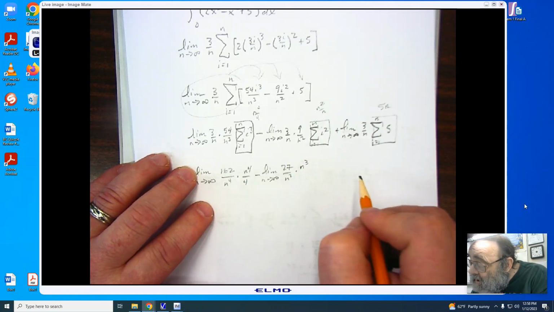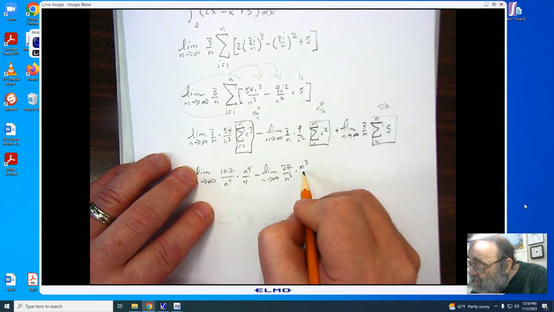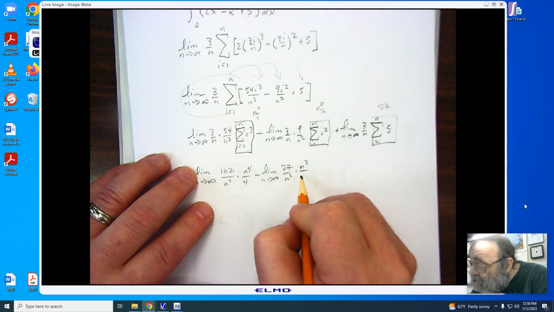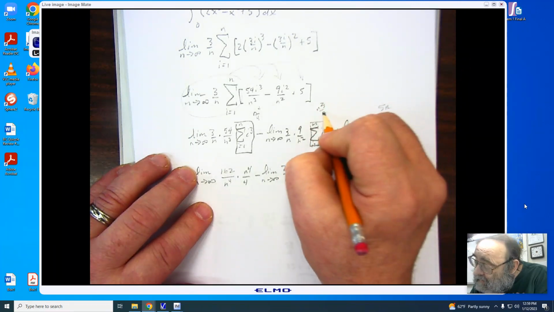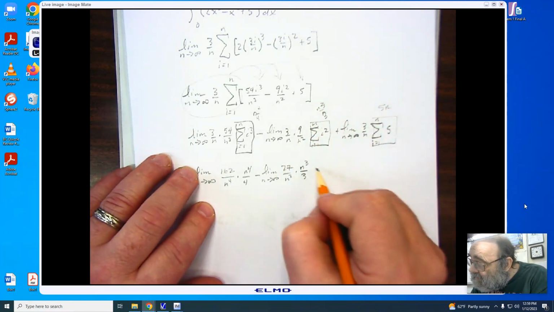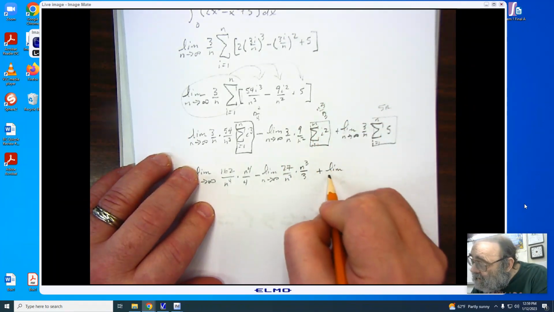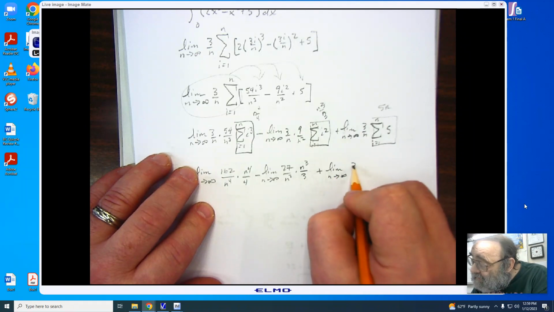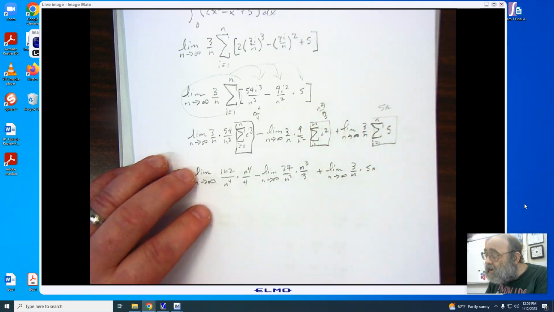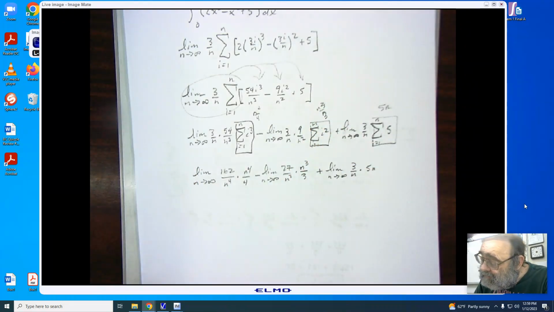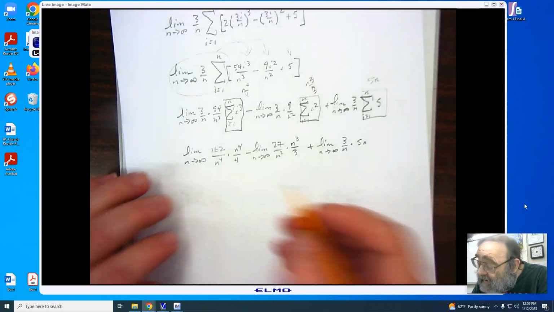over 3, n cubed over 3 for the quadratic. Let's make sure I have that correct. And then we have plus the limit as n approaches infinity for 3 over n times 5n. And I do apologize for misspeaking on that sum. We're now going to have to simplify this.